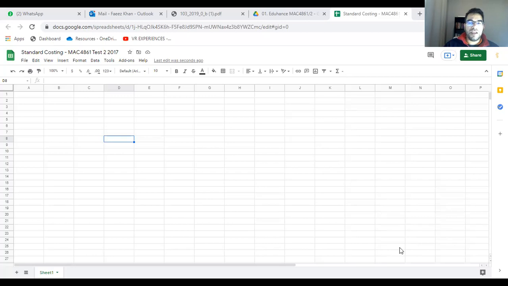Today we're going to be covering standard costing. If you have a look at past papers, standard costing will basically count for about 50% of the paper, between 15 to 20 marks. So standard costing is quite important.